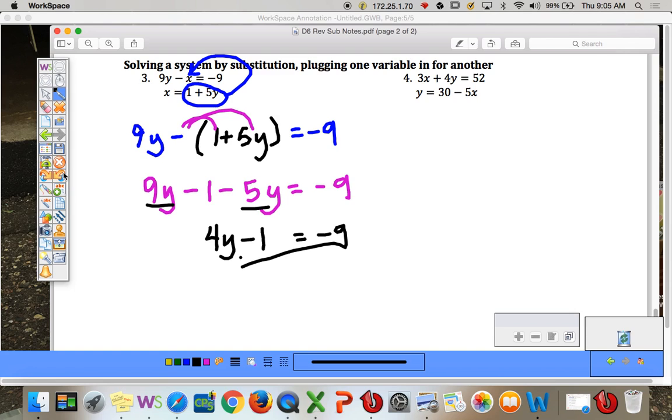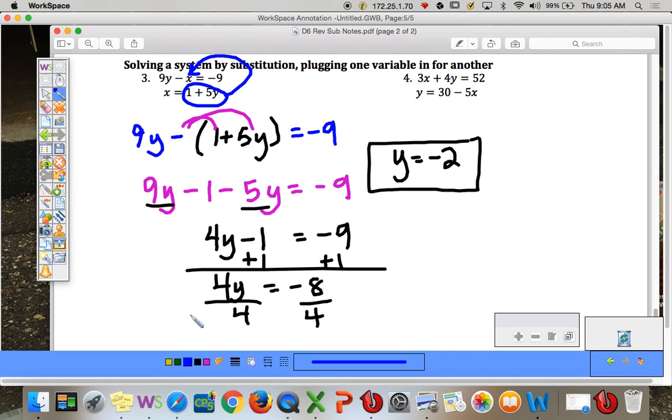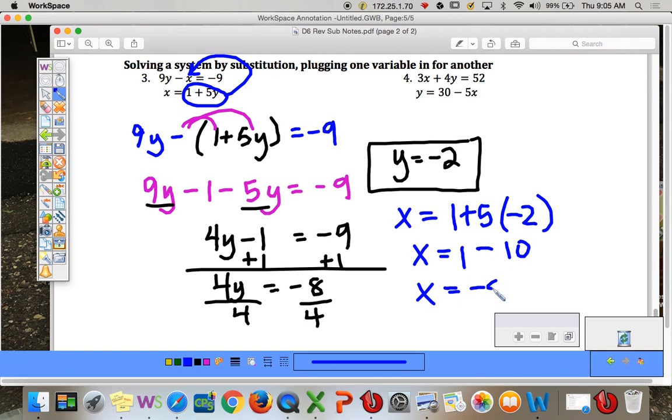Add 1 to each side. We get 4y equals negative 8. Divide by 4, so we get y equals negative 2. All right, so these two lines, they intersect, but we need the x value, so let's plug into the second equation where x is already by itself. X equals 1 plus 5y, but we know y is negative 2, so we're going to use parentheses when you plug in. So we get x equals 1 minus 10, so x equals negative 9. So these two lines, they do meet, and they meet at the point (negative 9, negative 2).